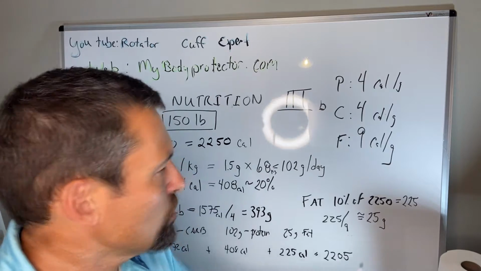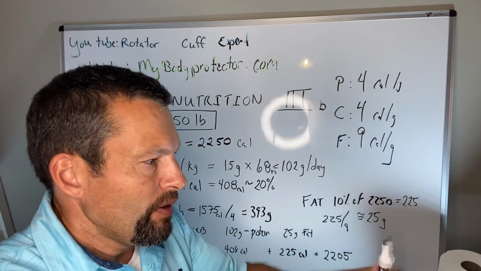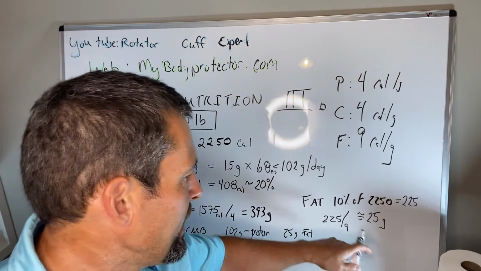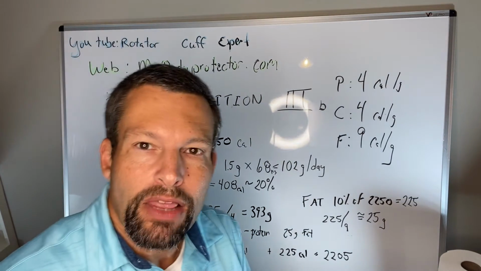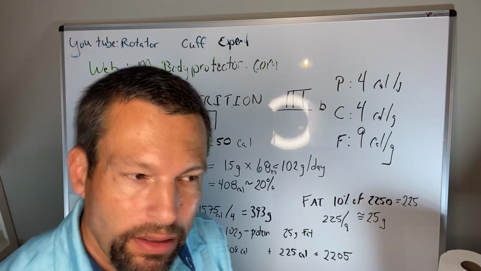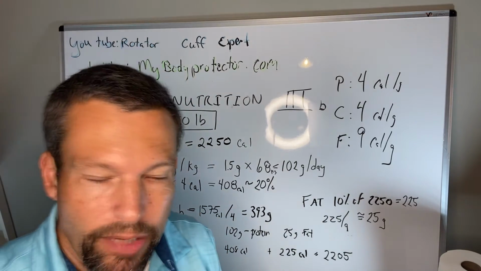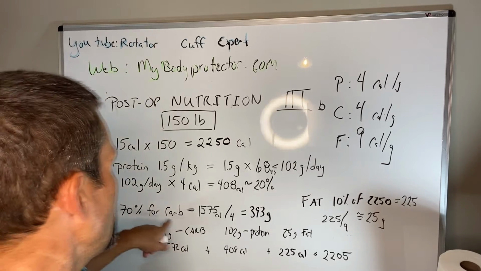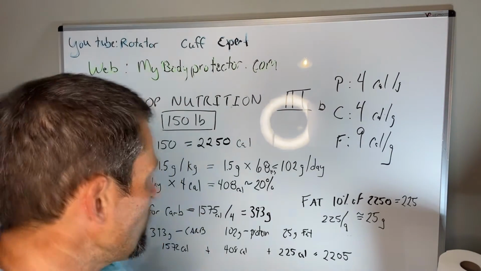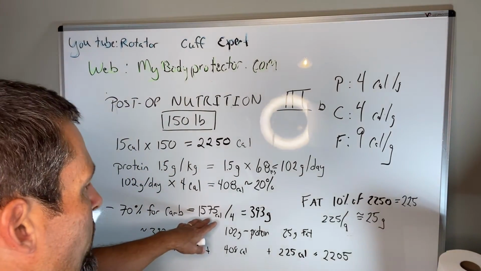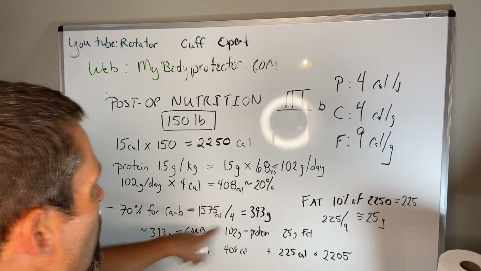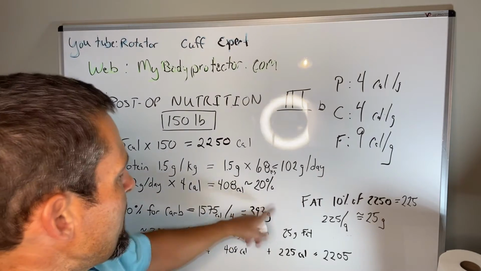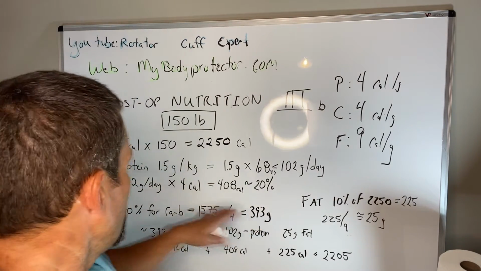So far we have the protein at 400 calories, we have the fat at 225 calories, and the rest of it has to be made up by carbohydrates. We really need carbohydrates in the recovery process as well as protein. The next step is we want about 70% of our calories from carbs. For about 1,500 calories from carbohydrates, we divide it by 4 because that's how many calories per gram, and we get 393 grams of carbohydrates.